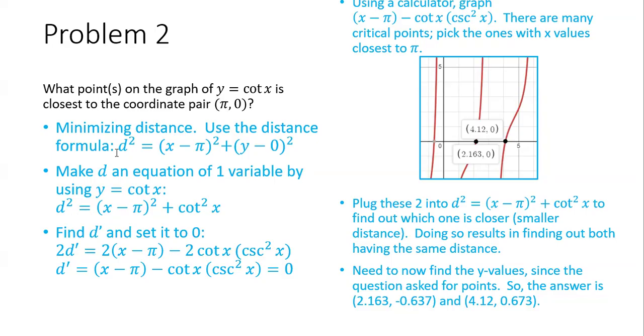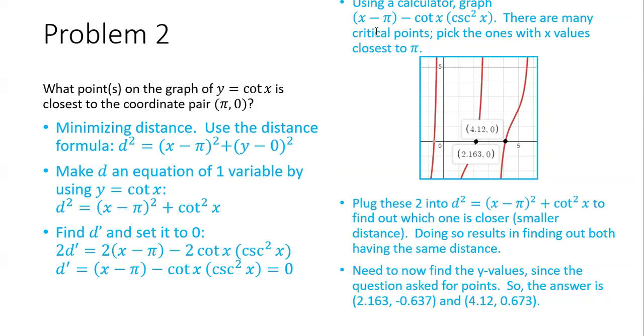This is why I chose d squared instead of d equals the square root of all that stuff, because it's nicer to differentiate. So 2d prime equals power rule and chain rule, just times 1. Here you need the chain rule, so 2 cotangent x times the derivative of cotangent, which is negative cosecant squared. So start solving for x. I divide by 2 first, and then I set it equal to 0.